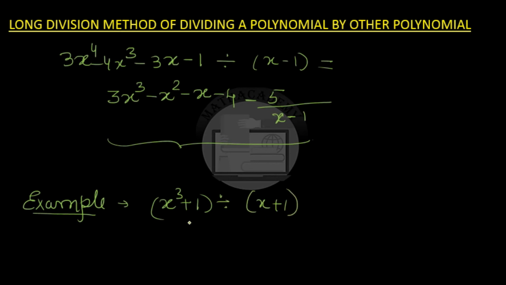This is a perfect example. Here the coefficient of x square and the coefficient of x are the two terms missing. You will put both of them as 0 and write your expression like this, and then you will start dividing it by x plus 1. So you can try performing long division on this question.